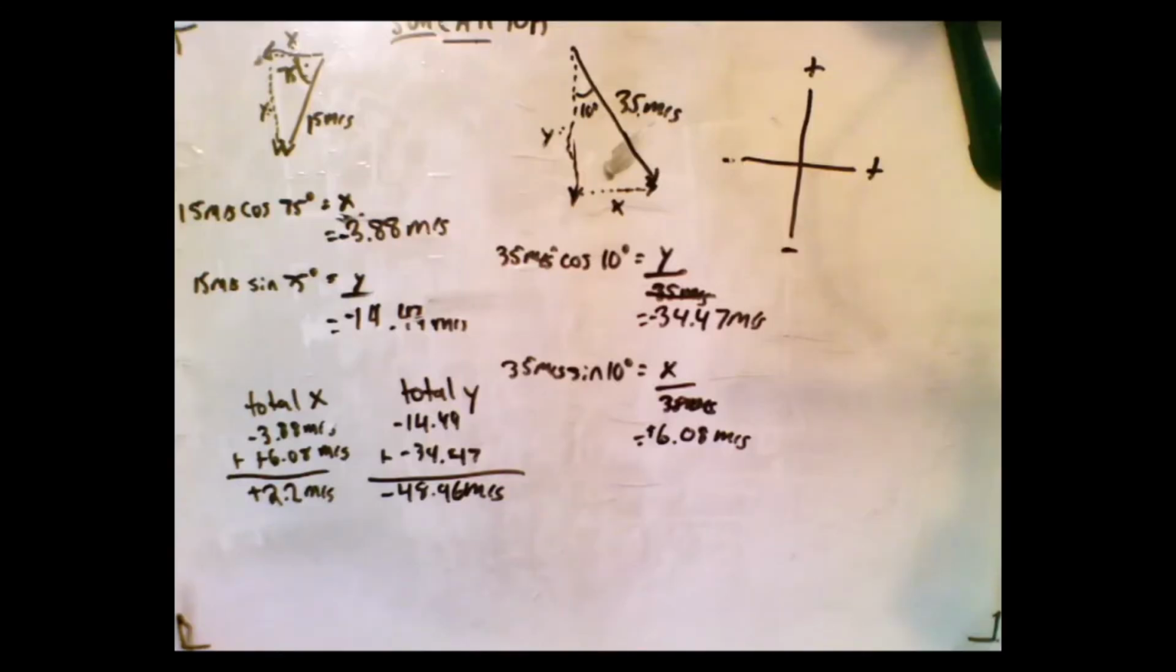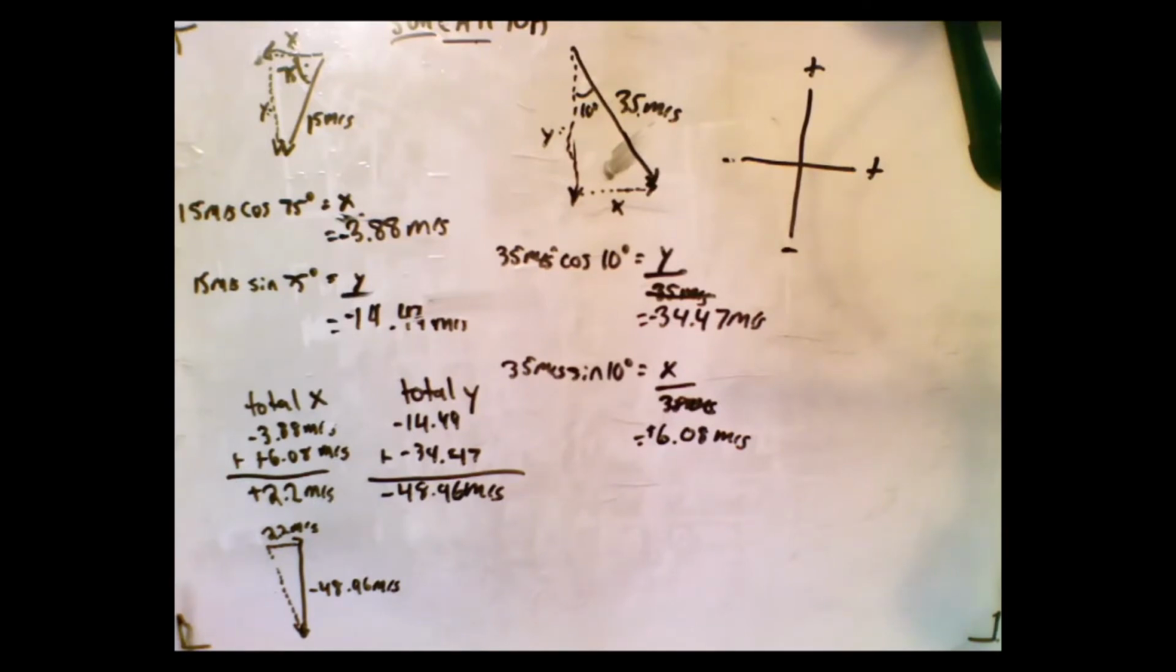So I'm going to go back to my drawing here. So my next step is to draw this triangle. So it's positive, and we said positive goes to the right. So I'm going to go to the right 2.2 meters per second. And this one's negative, and negative means that we go downwards. So I'm going to draw this as negative 48.96 meters per second. And this is my resultant, right? This is my total. That's what I'm trying to find.